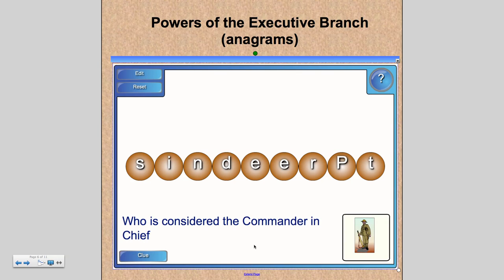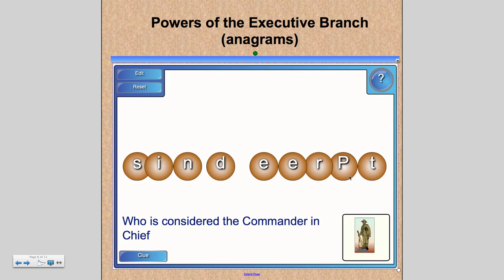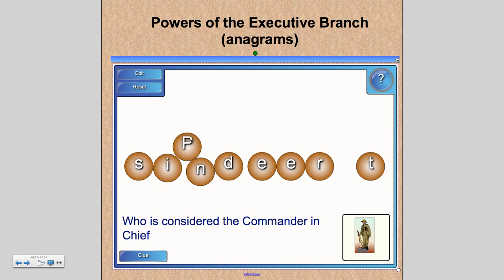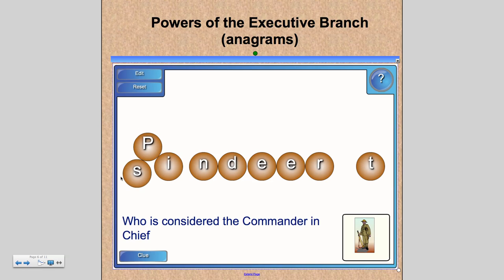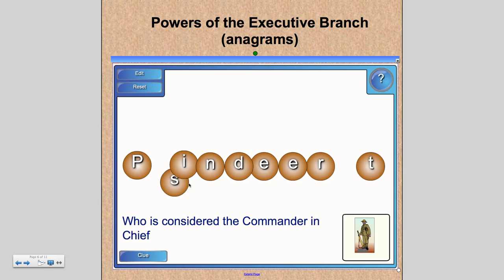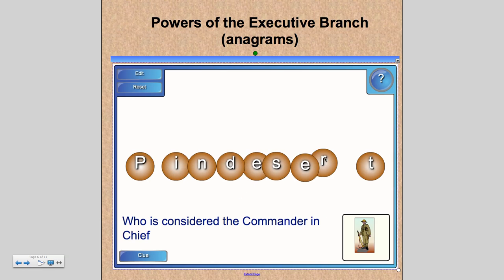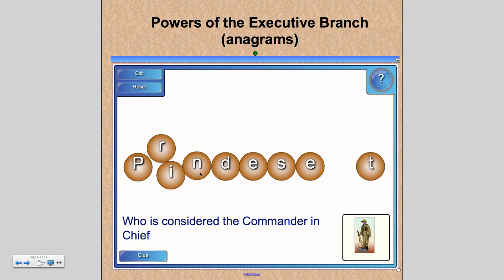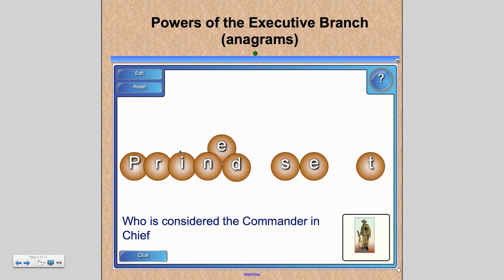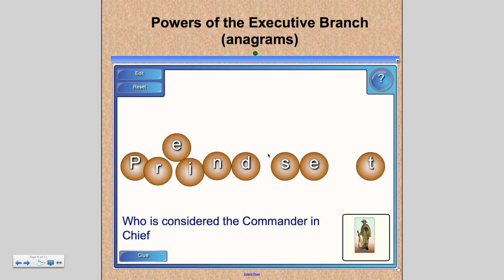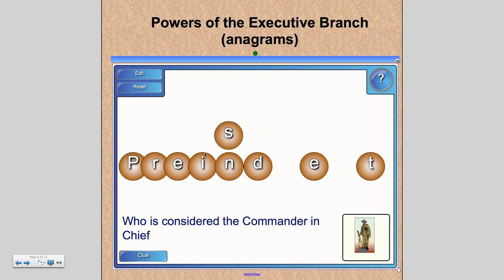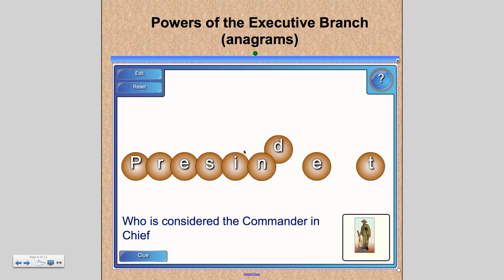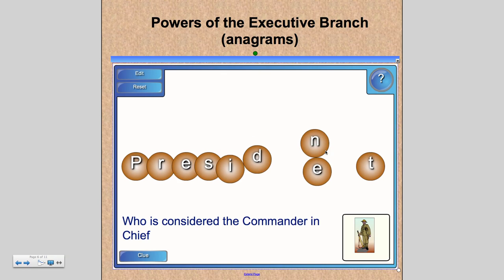Who is considered the commander-in-chief? We said that's the person that leads the army. So who is that? Good job, it's the president.